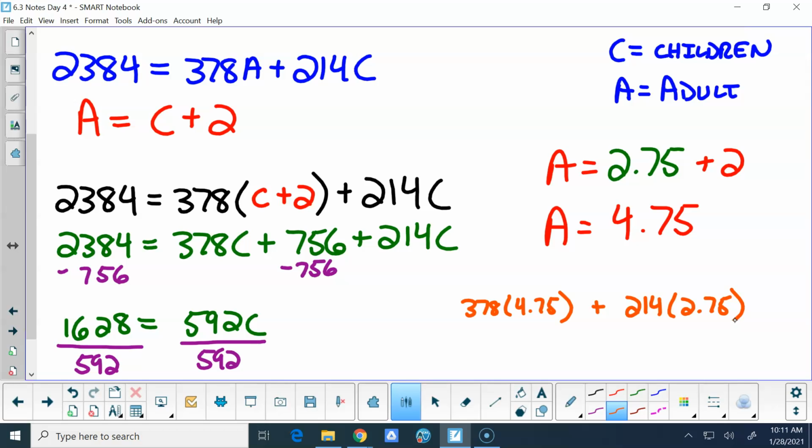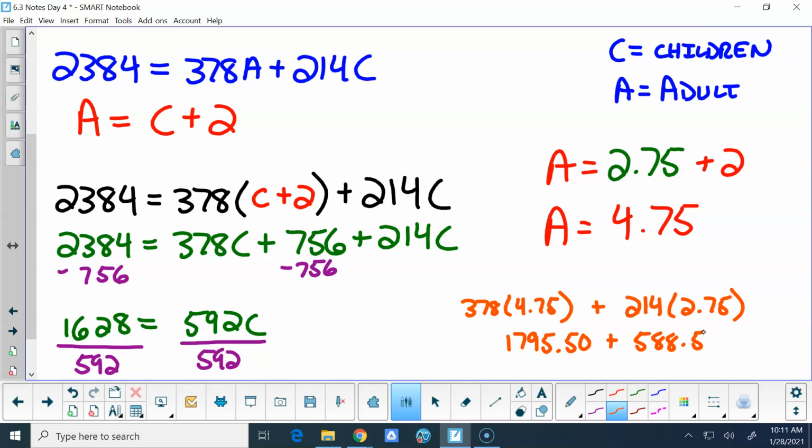378 times 4.75. I get 1795.50. Yes? 214 times 2.75, I get 588.5. Add those two together, and I get 2,384, which is what it should be.